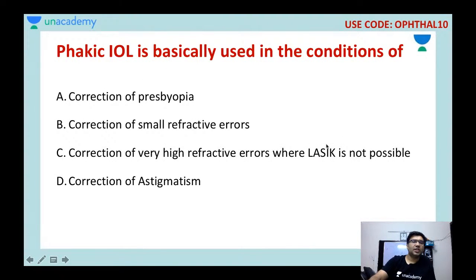Okay, let's move to our next question. Next question is phakic IOL. Sometimes we put an intraocular lens inside the eye without removing the natural lens. This is called a phakic IOL. So this phakic IOL is basically used in which of the following conditions? Correction of presbyopia, correction of small refractive errors, correction of very high refractive errors where LASIK is not possible, correction of astigmatism.